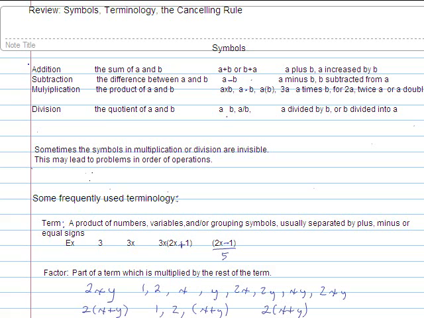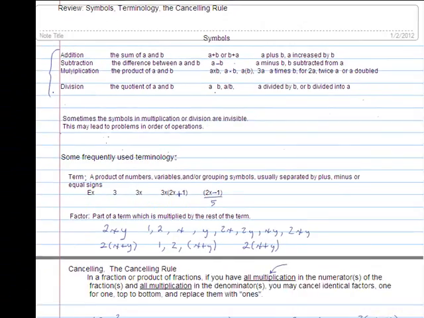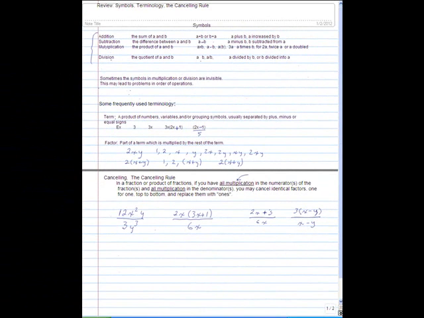The first symbols we want to hit are the symbols that represent the four basic operations of adding, subtracting, multiplying, and dividing. The symbols for adding and subtracting, there's just one symbol for each. The plus sign for adding, the minus sign for subtracting. We refer to an addition as a sum.